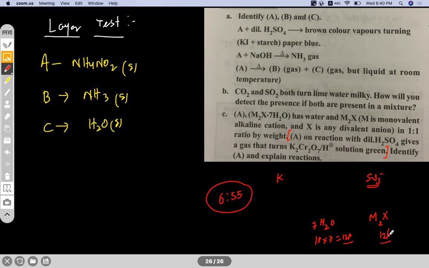Yes, sir. Sir, I thought they meant M2X, like an M to X ratio. That's why I thought it would be potassium. No, it is clearly given: has water and M2X, and then we have the bracket open till here. Water and salt in 1 is to 1 ratio by weight. So the weight of water and the weight of this are 1 is to 1. Yes, sir. Correct. Okay, so we'll take a break.